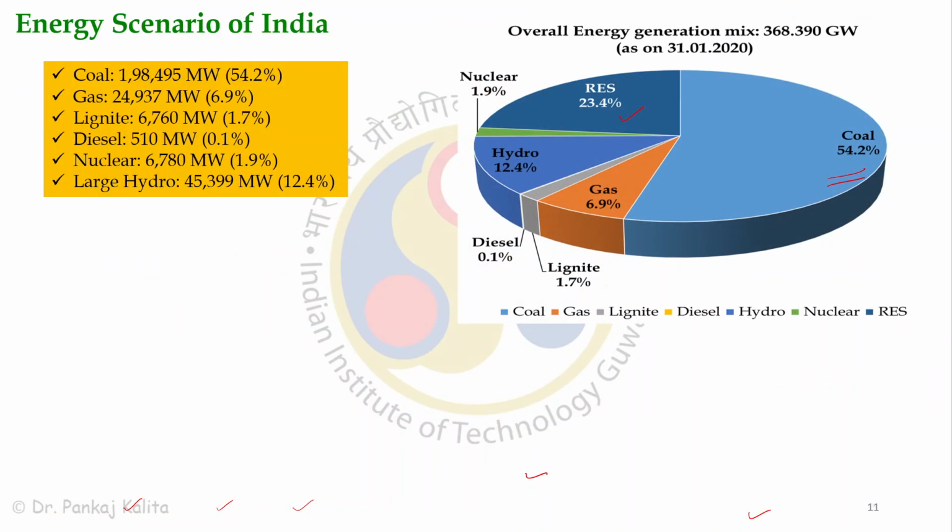Now we have the energy security scenario in India. So most of the energy is coming from coal, then gas, then lignite, and large hydros. Overall energy security scenario is basically that coal is still the king. Simple thing. Coal is still the king. Most of our electricity is coming from coal.